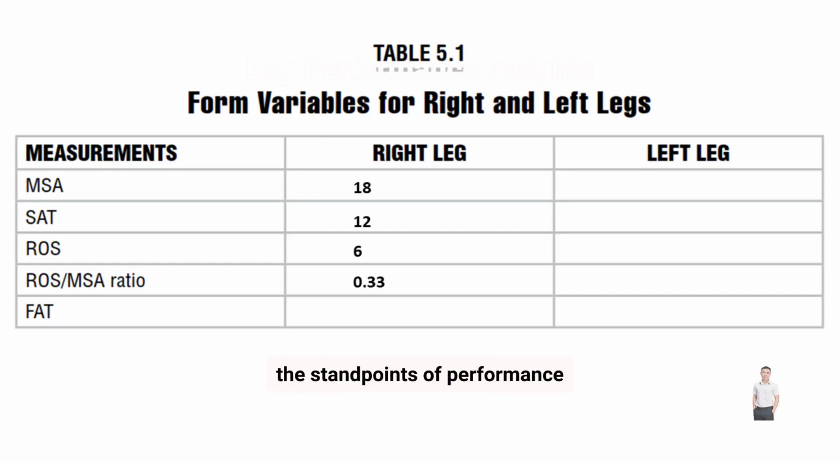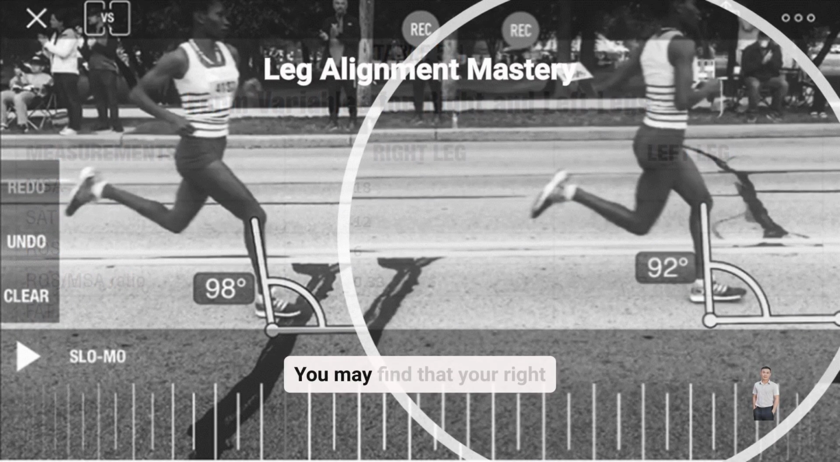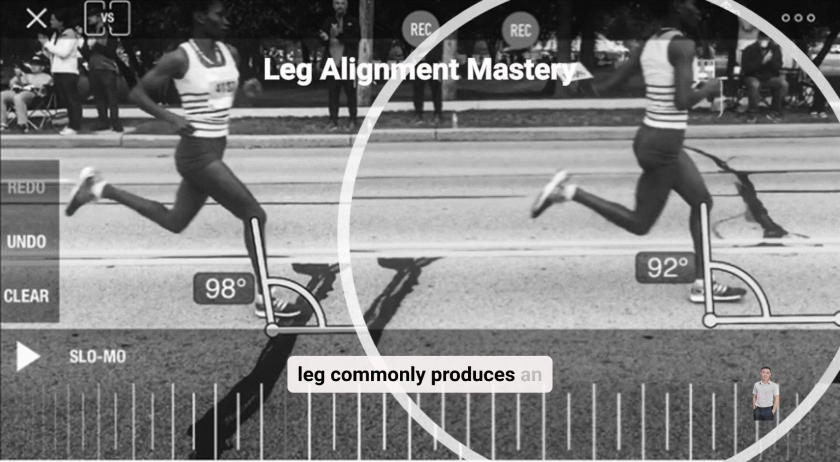From the standpoints of performance improvement and injury prevention, this is actually a very good thing to know. You now have the concepts of good form and the quantitative tools you need to work diligently on both legs, with special focus paid to your slow leg. You may find that your right leg commonly produces an SAT of 6 to 8 degrees, while your left is consistently at 2 degrees, figures 5.9 and 5.10.